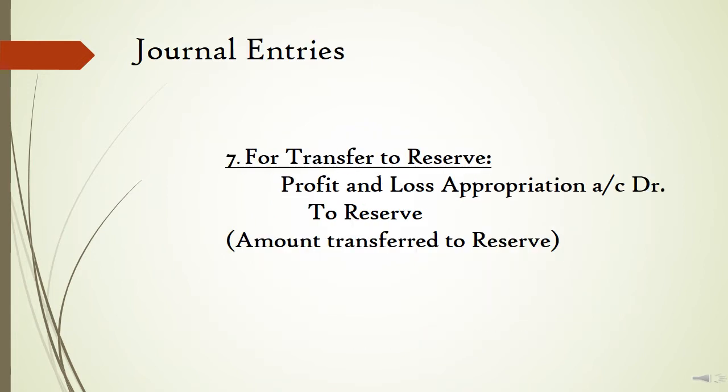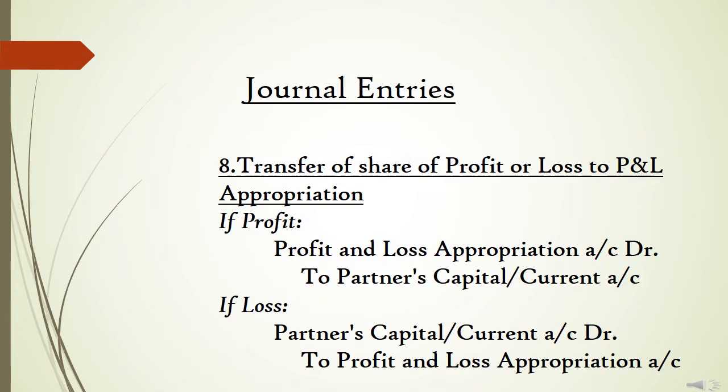If the partners have decided to keep a reserve, then we have to transfer that amount to the reserve account. Entry will be Profit and Loss Appropriation account debited to reserve account. So with passing of all these entries, we will get the balance to be divided among the partners. That is the net divisible profit. And this has to be transferred to the capital accounts. Then the entry will be, if it is a profit, Profit and Loss Appropriation account debited to partners' capital or current account. And if it is a loss, then the entry will be partners' capital or current account debited to Profit and Loss Appropriation account.